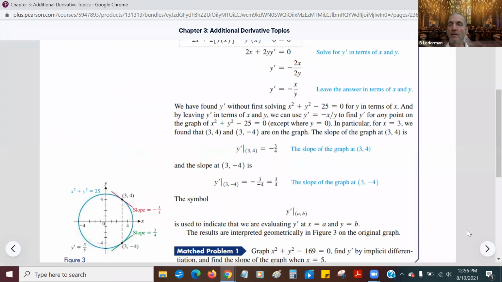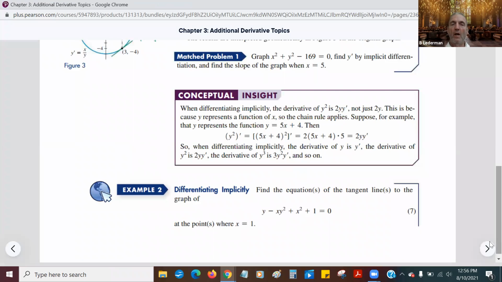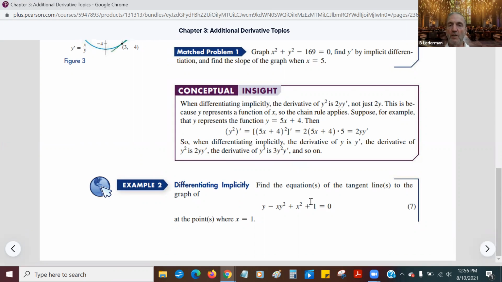Okay, let's carry on. Differentiate implicitly. Now the last problem I gave you was the equation of a circle. This is, who knows what kind of funky thing this is. But it doesn't matter, I'm going to use that. Maybe we'll use Desmos to see what it looks like, but let's do the strict math first, and then we'll look at the picture.